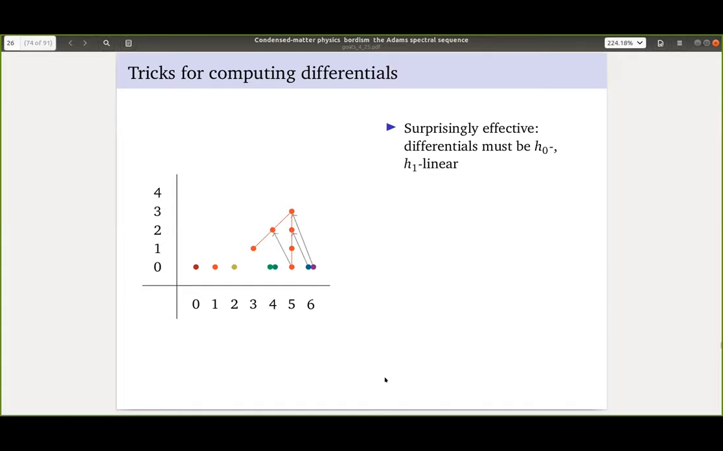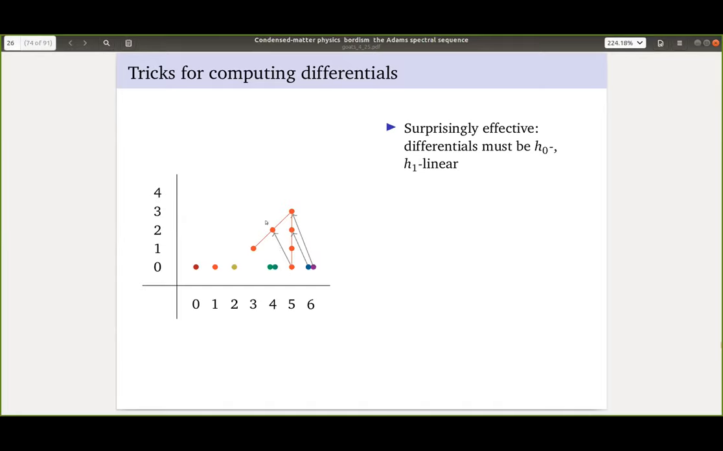So the first technique, and if you were playing Pokemon and you tried this, it would say it's super effective, is that differentials must be linear with regards to these H0 and H1 actions, meaning they must commute with it. So let's look at this. I have an H1 action here. H1 sends this to zero. So therefore this differential maps to this differential.